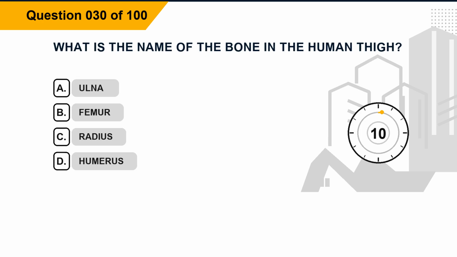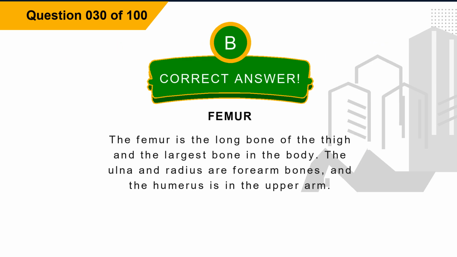Question 30. What is the name of the bone in the human thigh? Option A, ulna. Option B, femur. Option C, radius. Option D, humerus. The correct answer is option B, femur. Explanation. The femur is the long bone of the thigh and the largest bone in the body. The ulna and radius are forearm bones, and the humerus is in the upper arm.